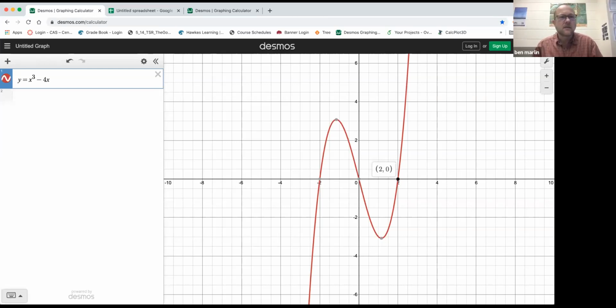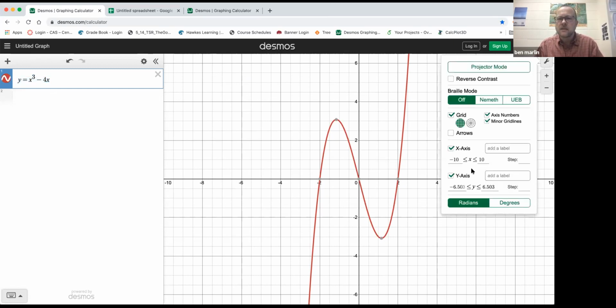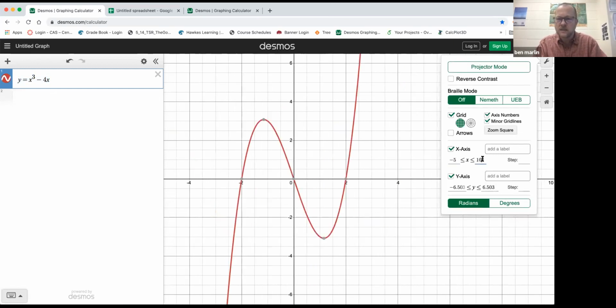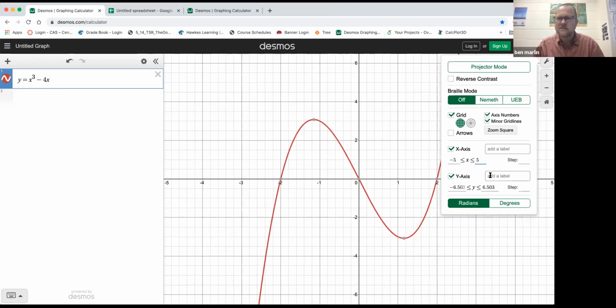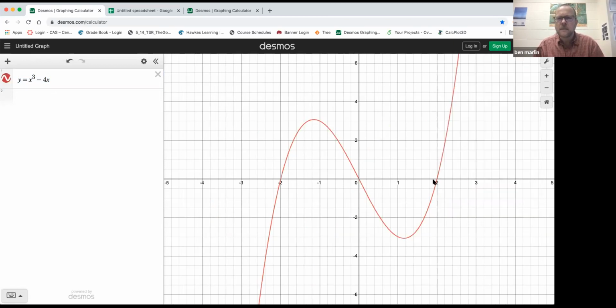Desmos graph. And the graph that we're looking at here is y equals x cubed minus 4x. Okay. And as a matter of fact, I think I'm going to go in there and adjust that a little bit and maybe zoom in. All right. And I think that's good enough. Okay. So this point right here of (2, 0), what we're going to do is to figure out what the slope of a tangent line is right there.